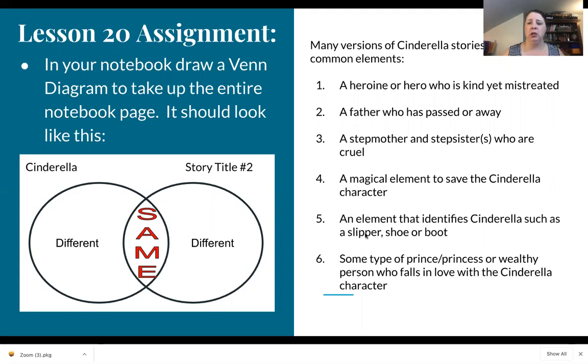I hope that you enjoy these stories. They are a lot of fun. It's hard to imagine my life without Cinderella. I watched it when I was a little girl, and that was a long time ago. And now Disney has remade the story a few times, and there's even been the live action version from Disney not that long ago.